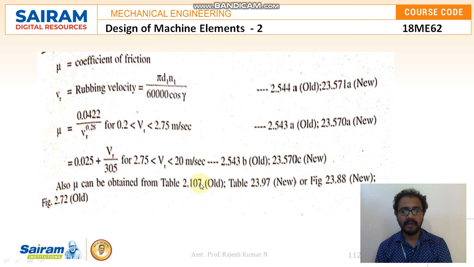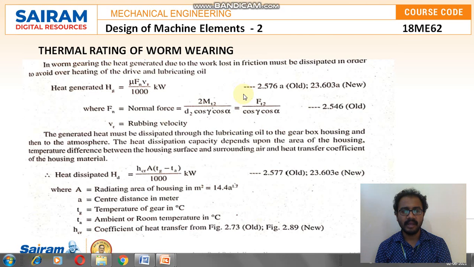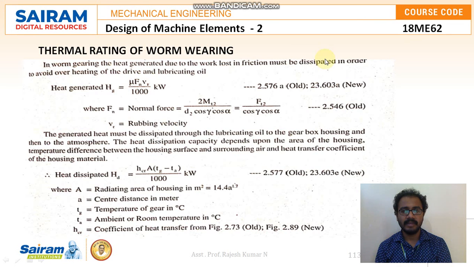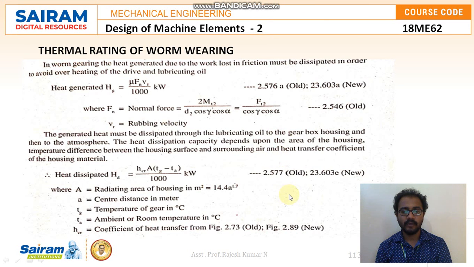And mu can be obtained from table 23.97 also. And this is the thermal rating of a worm gearing, where the heat generated due to the work loss in friction must be dissipated in order to avoid overheating of the drive and lubricating oil, where the formula is mu into F1 into Vt divided by 1000 kilowatts. F1 is the normal force and Vt is the rubbing velocity. The formula is 23.603A, and the heat dissipated formula is HCT into A into (Tg minus Ta) divided by 1000 kilowatt. That is 23.603E. A is the radiating area of housing, which is 14.4 a, and small a is the center distance, Tg is the temperature of gear, Ta is the ambient temperature, and HCT is the coefficient of heat transfer.